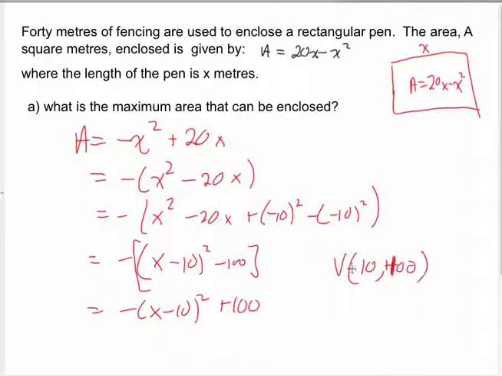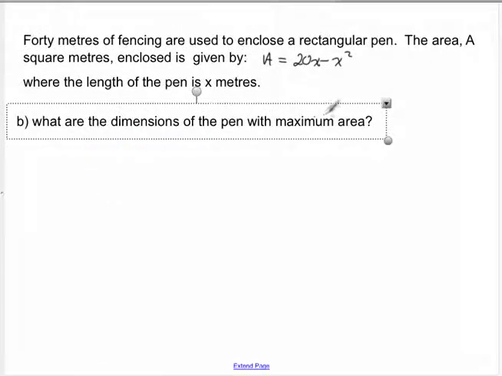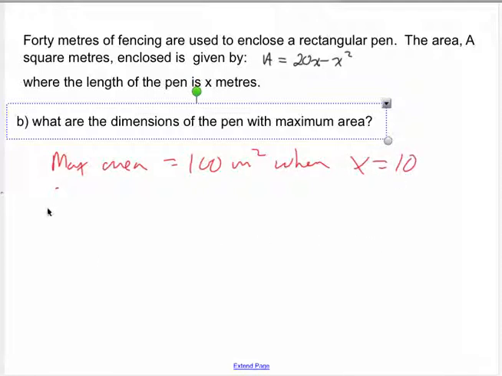Positive 100 and positive 10. Therefore, my max area is 100. You can decide which one's more efficient for you. Now, question B says, what are the dimensions of the pen with maximum area? Well, we already know that max area equals 100 square meters, and we know that that occurs when x is equal to 10.